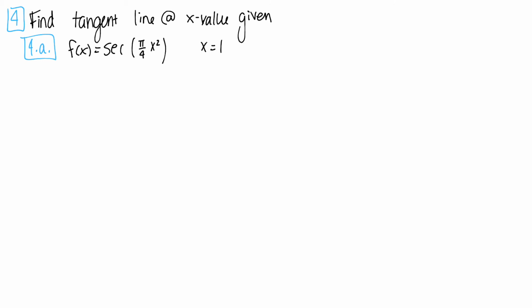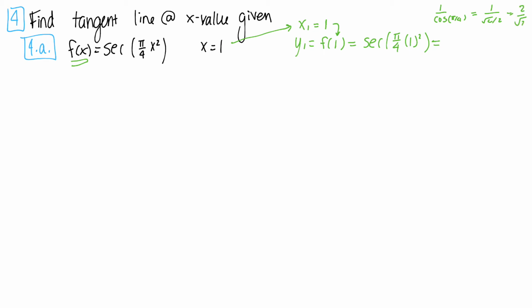Once again, the information that you need when you want to find a tangent line, you need an x1, which is given to you. It's 1. You need y1, and that comes from plugging in your x value to the original function here. So this is secant of pi over 4 times 1 squared. Secant of pi over 4, that's 1 over cosine of pi over 4. So that would be 1 over root 2 over 2, which would be 2 over root 2, which I think simplifies down to root 2.